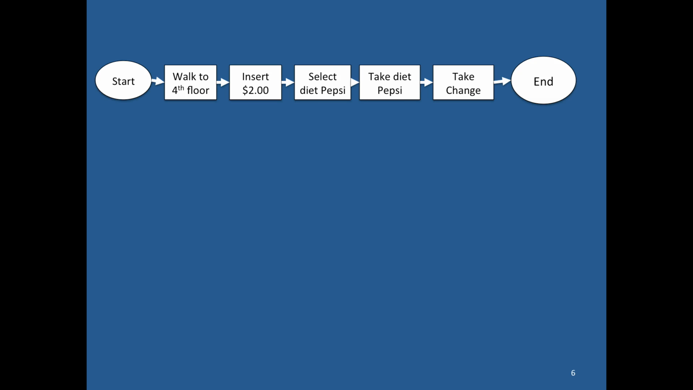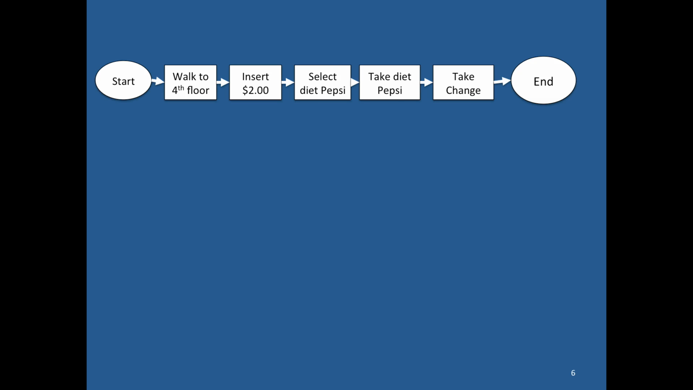Or I could make it much more complex by adding more detail to the steps. For example, go to elevators, press up button, enter elevator, select 4th floor, etc. How complex I make it depends on my needs.